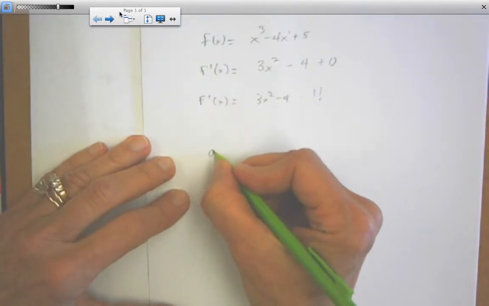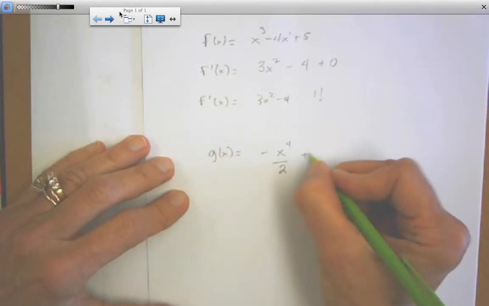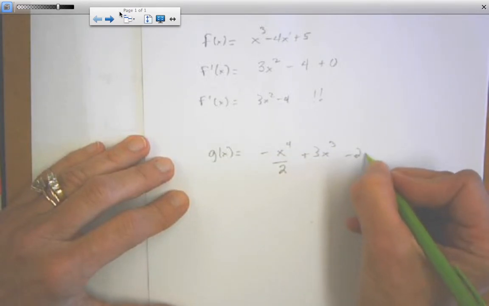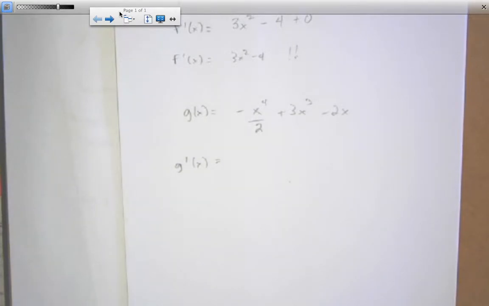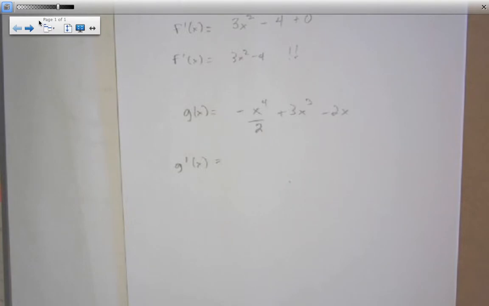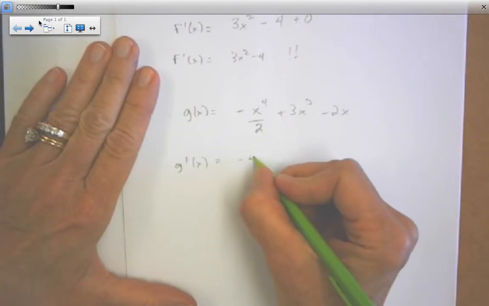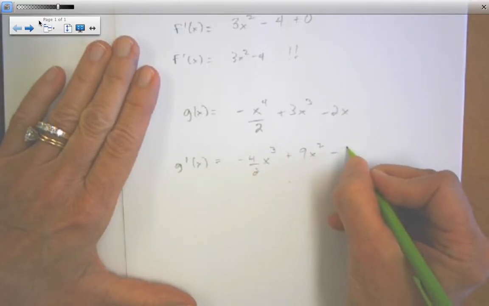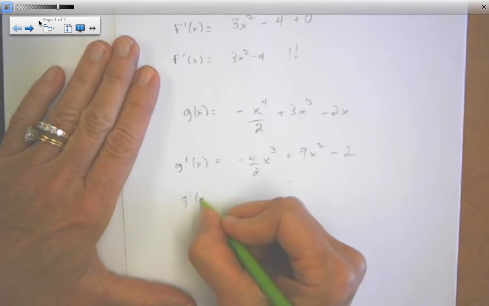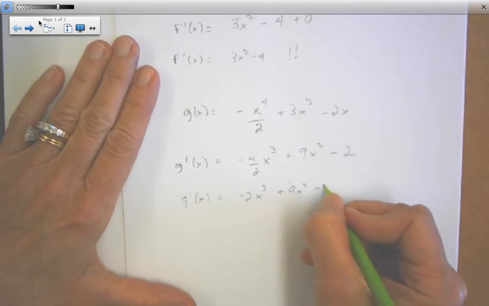All right, let's try another one. g of x equals negative x to the fourth over 2 plus 3x cubed minus 2x. Go ahead and find the derivative. You just find the derivative of each piece individually. All right, I'm going to use the power rule for each one. Negative 4 over 2 x cubed plus 9x squared minus 2. So that's negative 2x cubed plus 9x squared minus 2.